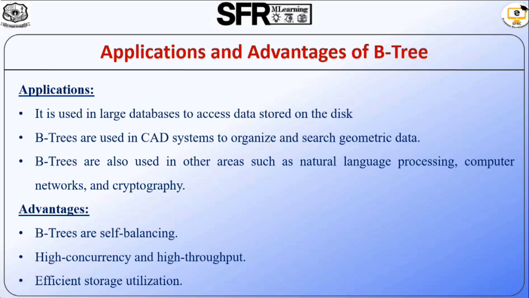So to conclude, B-trees are a smart and efficient way to handle large amounts of data. Their balanced structure and ability to store multiple keys in one node make searching, adding and deleting data fast and reliable. B-trees are especially used for systems like databases and file storage, where quick access to data is important.